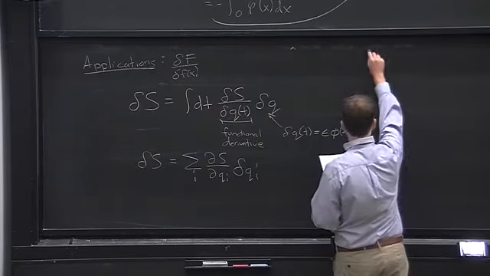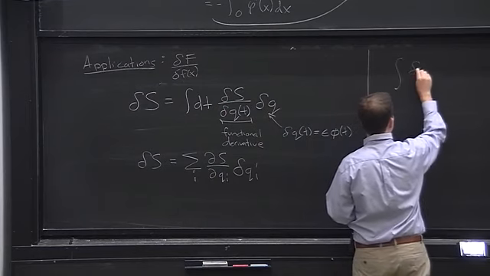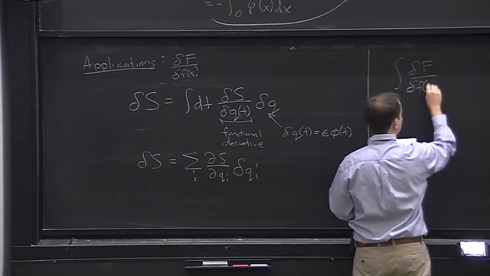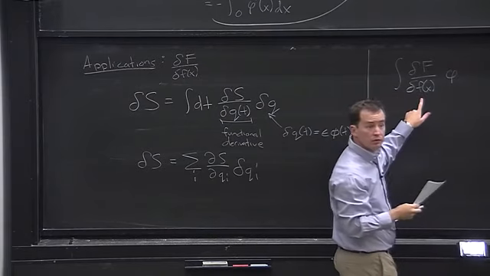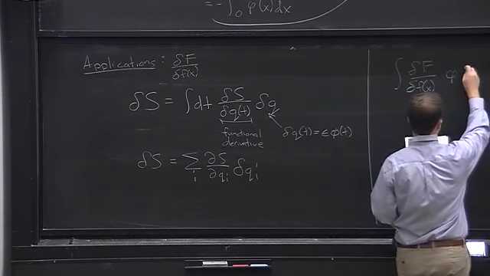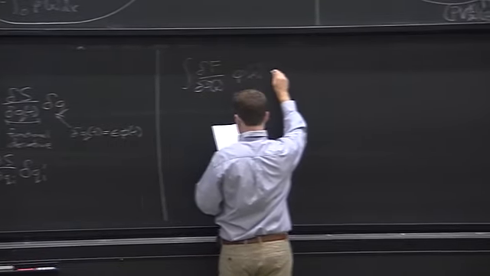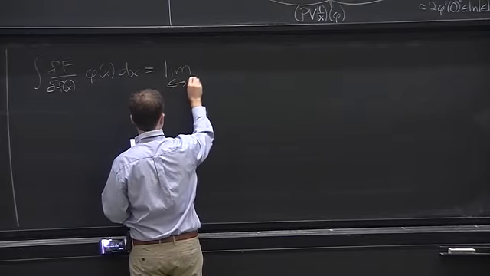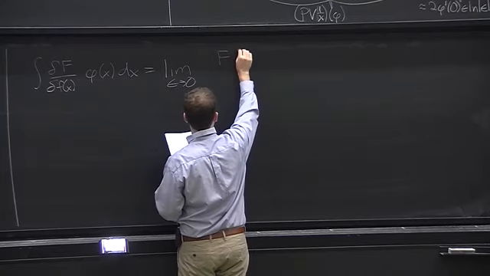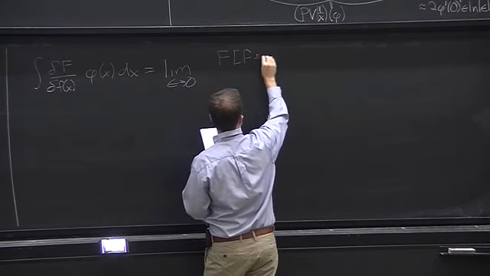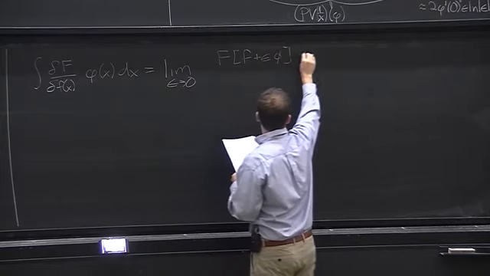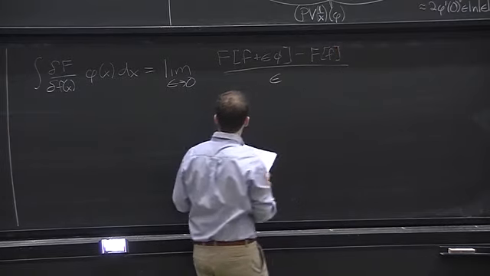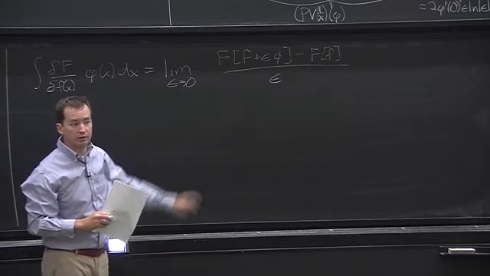And in that way, we can write the functional derivative acting, which in general gives us a distribution, not an ordinary function, acting on a test function, is given by a very familiar expression. It's just the limit of F of f plus epsilon phi minus F of f, over epsilon. This looks very much like the definition of a derivative you're used to.